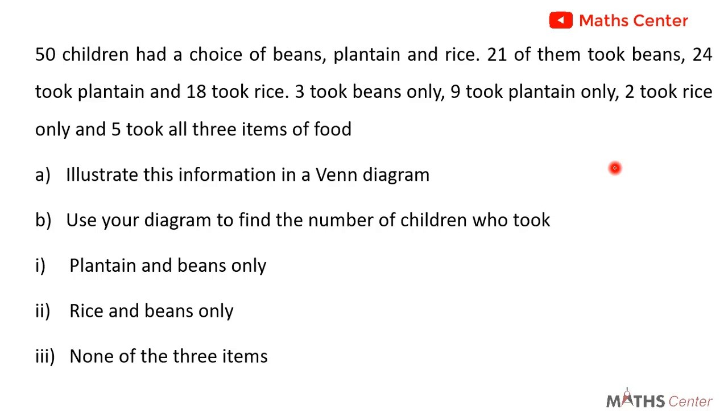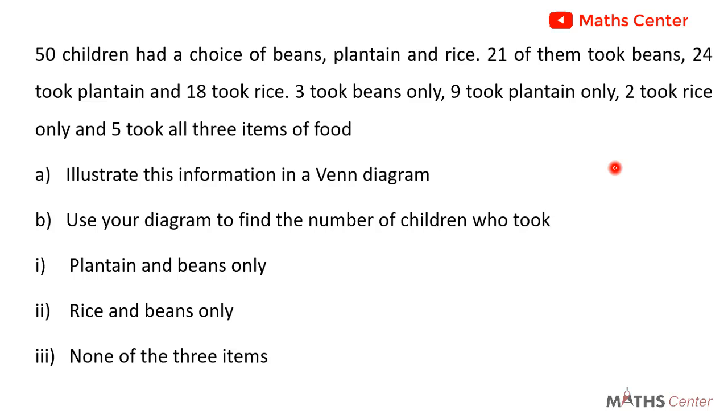A. Illustrate this information in a Venn diagram. B. Use your diagram to find the number of children who took I. Plantain and beans only. II. Rice and beans only. And III. None of the 3 items.